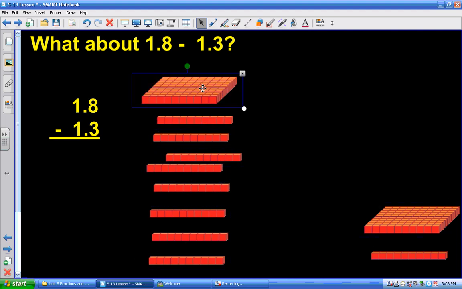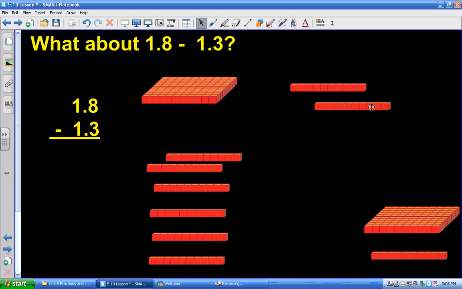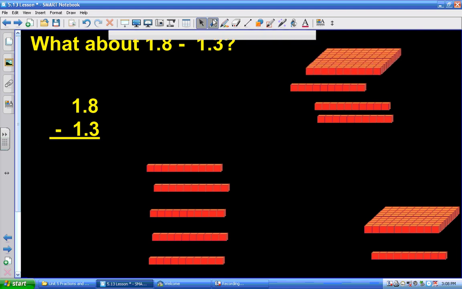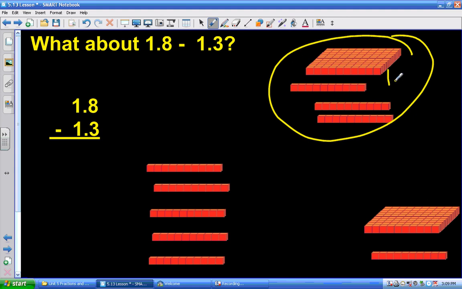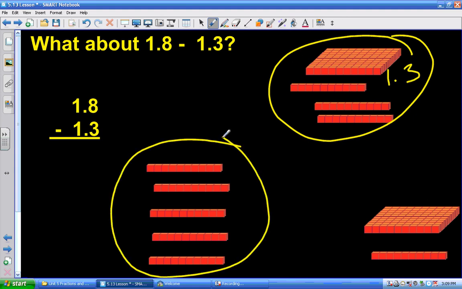Okay, you flat. 1.8. Now, Tiffany, what do I have to take from the 1.8? 3. 3 what? 3 rods? All right. 1, 2, and 3. What else? Let's see. 1 flat. So there is 1.3. That's what this is right here. That's 1.3. We've taken it away. So what now do we have as an answer? 0 point? Good job.